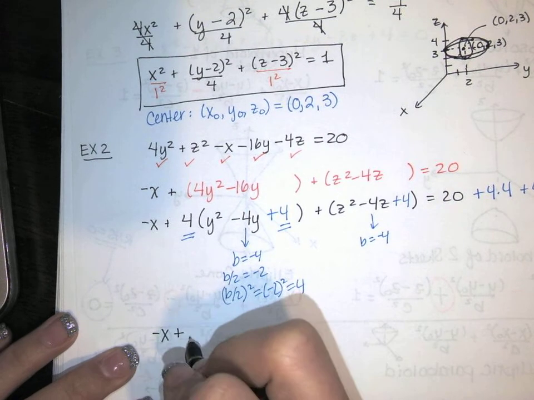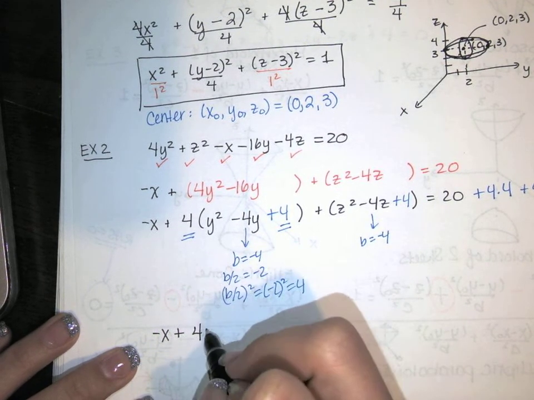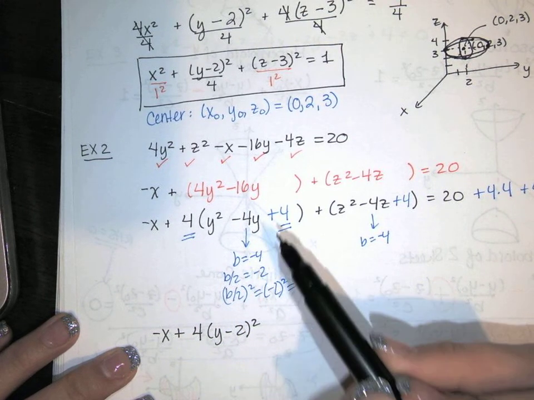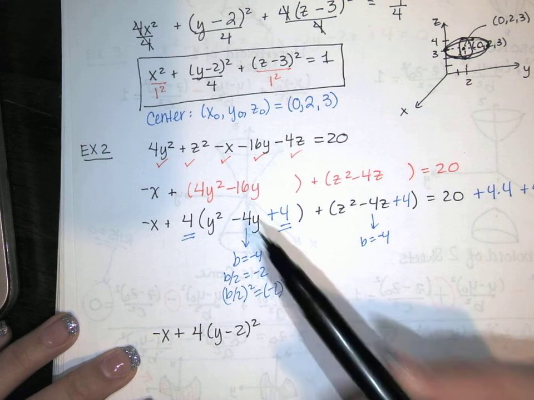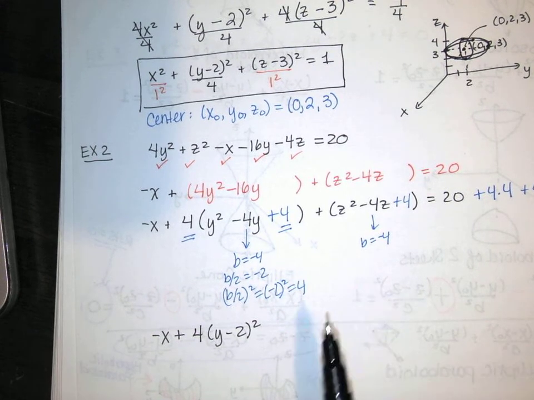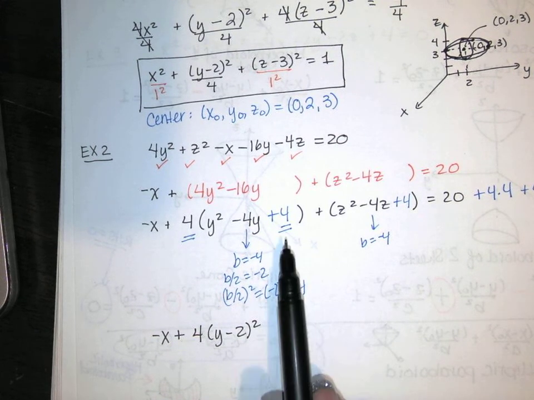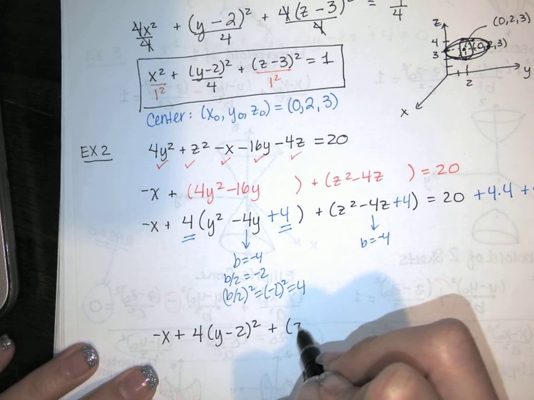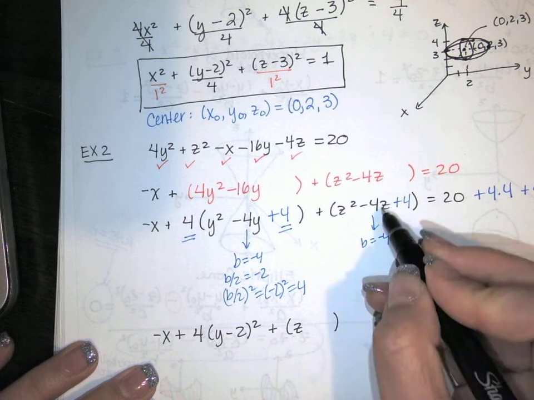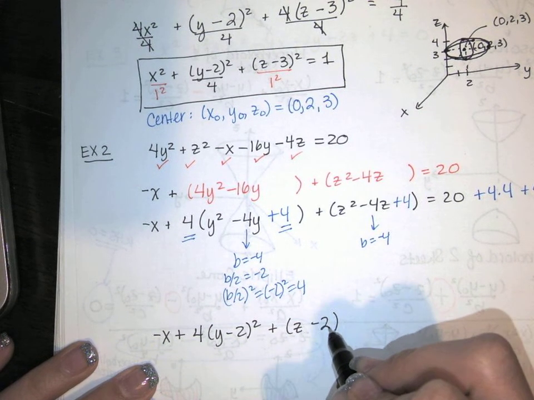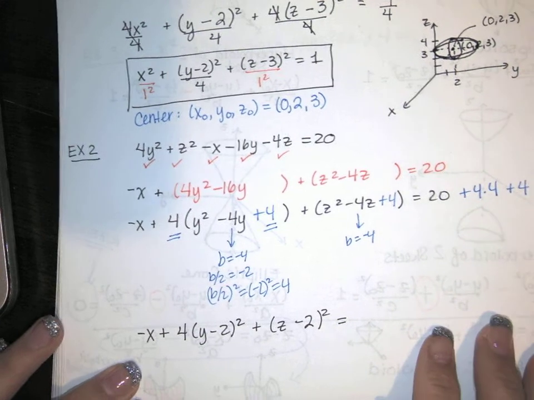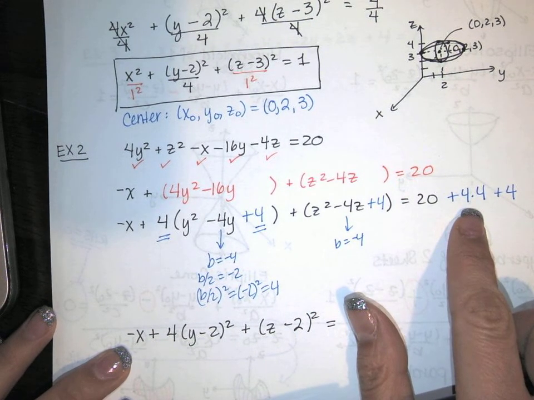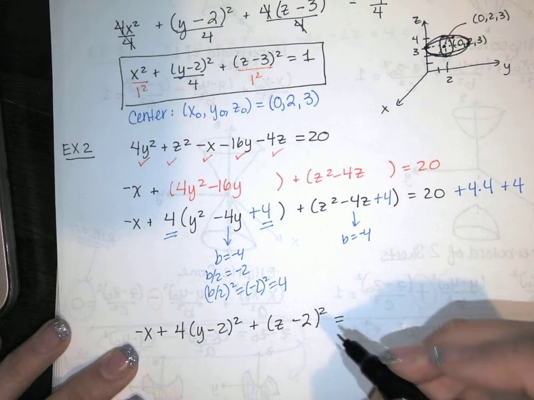So I have -x, bring the 4 down. This is y minus 2 squared, because -2 times -2 is +4. -2 plus -2 is -4. So remember, that's how we factor. We look for two numbers that give us a product of this and a sum of this. Same thing over here. I need two numbers that give me a product of 4 and a sum of -4. So -2 will work. And then we'll simplify the right-hand side. So that's 20 plus 16. Is that 36? 36 plus 4 is 40.